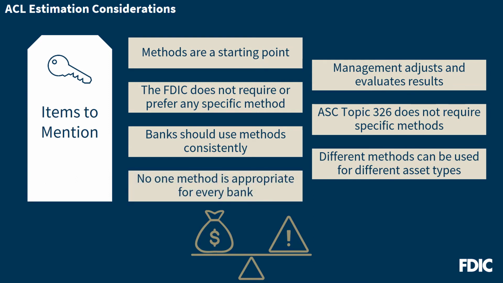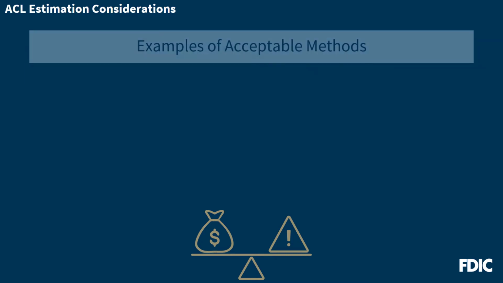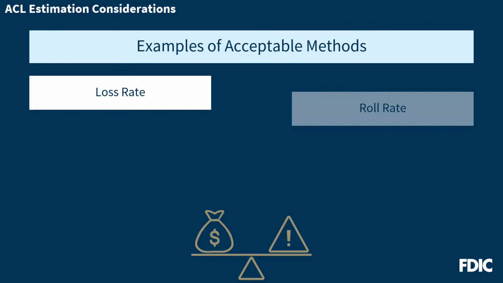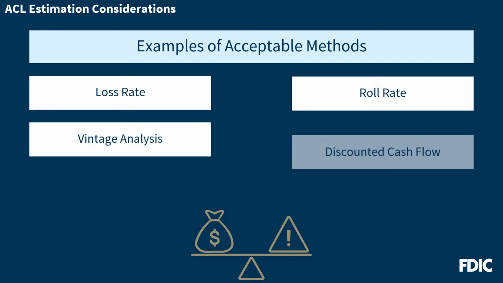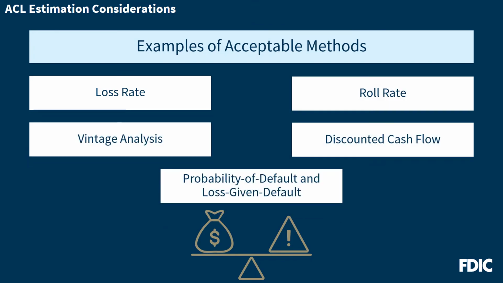Note that there is no one method that is appropriate for every bank. For example, acceptable methods include loss rate, roll rate, vintage analysis, discounted cash flow, and probability of default and loss given default methods.